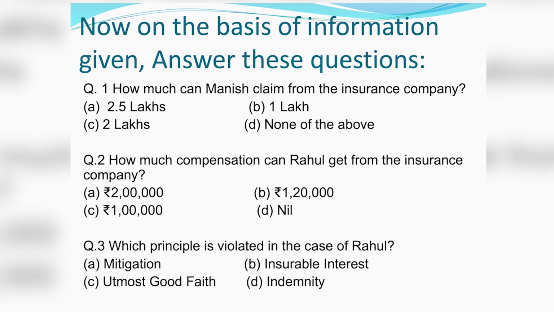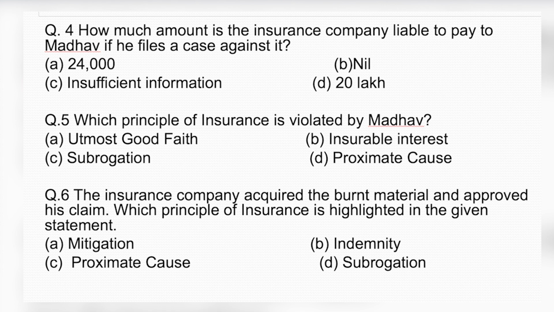Question third is, which principle is violated in the case of Rahul? A is mitigation, B is insurable interest, C is utmost good faith and D is indemnity. Now, the question 4 is, how much amount is the insurance company liable to pay to Madhav if he files a case against it? A rupees 24,000, B nil, C insufficient information, D 20 lakh.